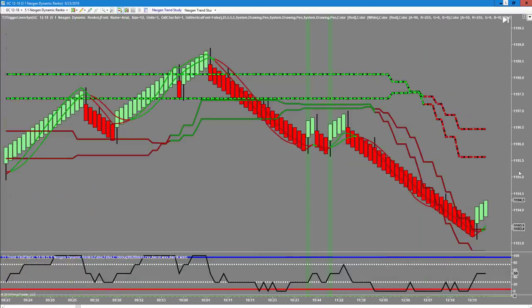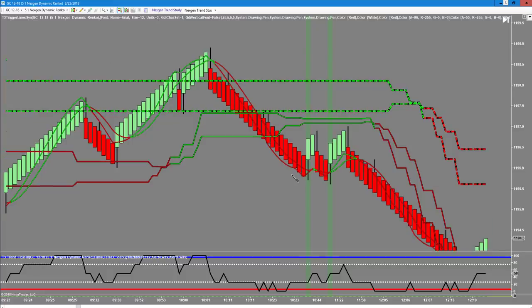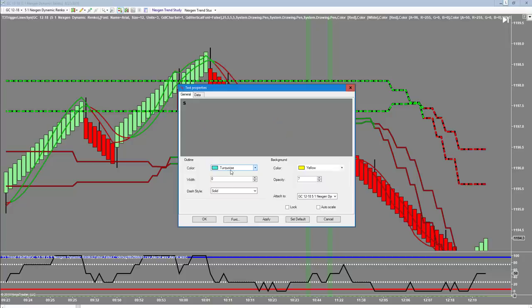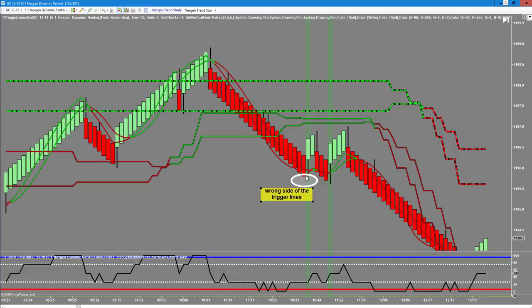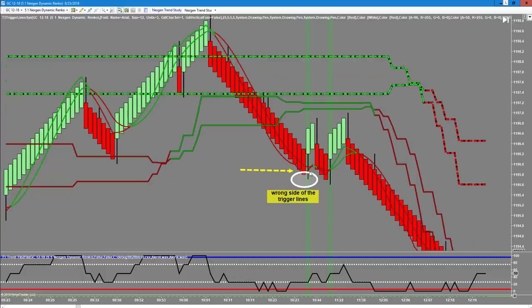So this is an example of what? This is an example of being on the wrong side. And I say the wrong side because we're trying to go long, but the small triggers themselves are below the synthetic triggers. So again, you get one shot at it, and if it fails to go all the way up, then that's it. No more.